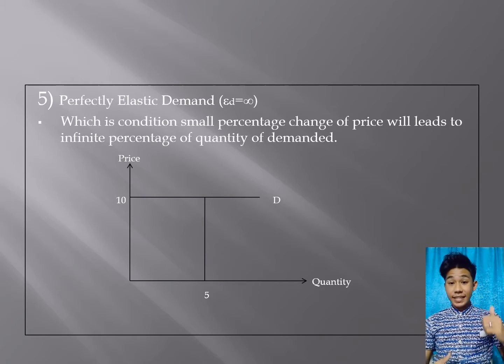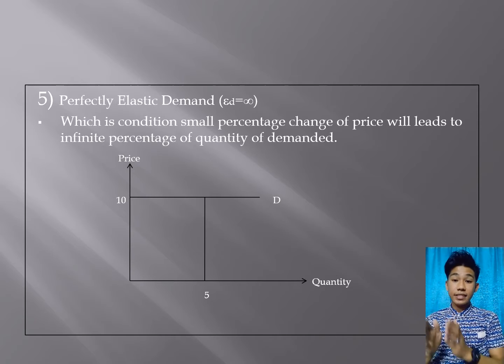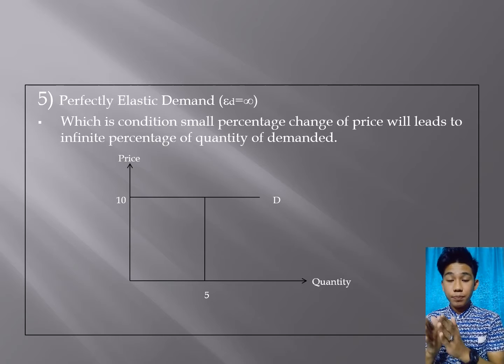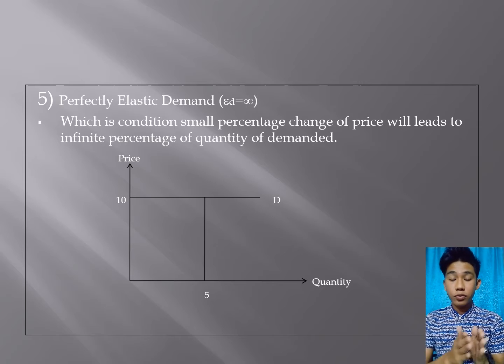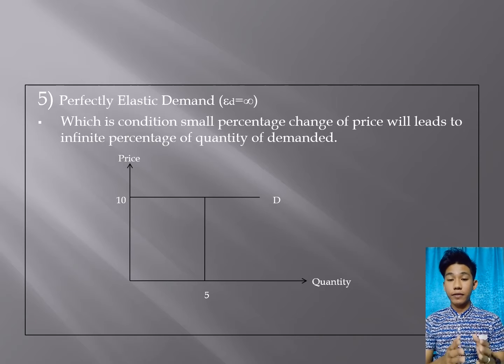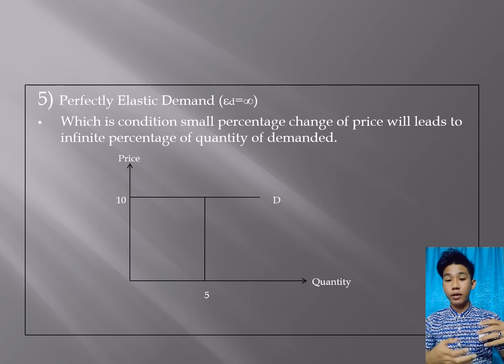Okay, as you can see, this is the last slide all about the degree of price elasticity of demand, which is the perfectly elastic demand. This case rarely happens in our life because a small change of the price of goods leads to an infinite change of quantity demanded. So all of these types of degree, you can see the example graph to achieve a more comprehensive understanding.